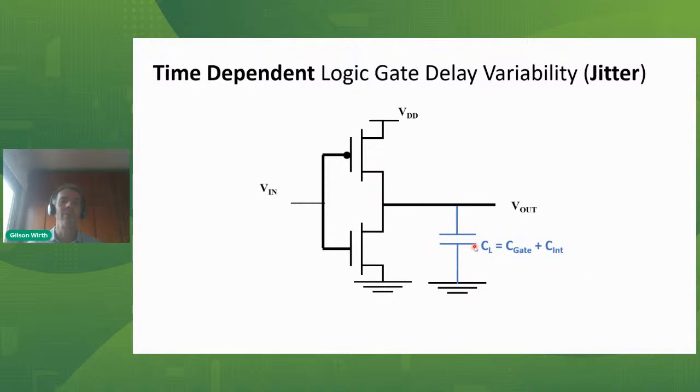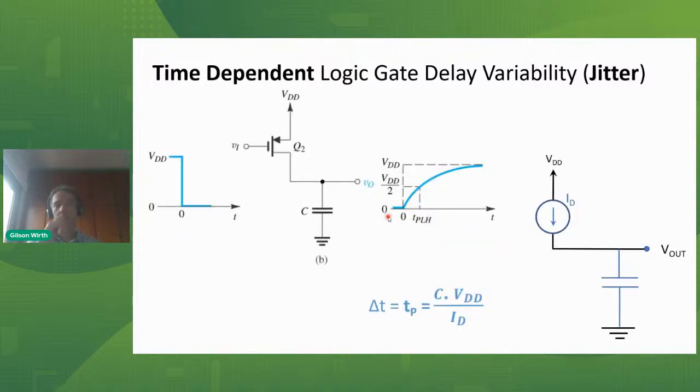And you know it better than me, and can calculate it better than me, that the delay of the device depends on the load capacitance and on the drain current. So basically you have a drain current charging or discharging the output capacitance. The larger the drain current, the faster you can charge it. The smaller the drain current, the longer it's going to take.